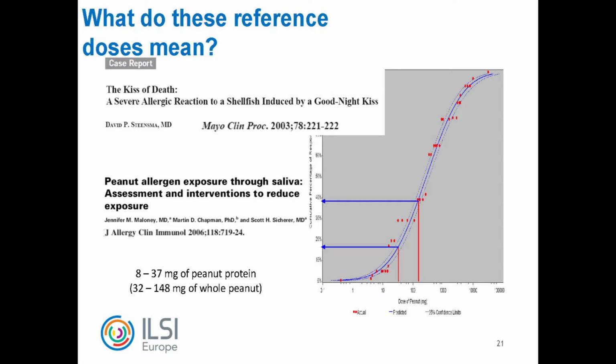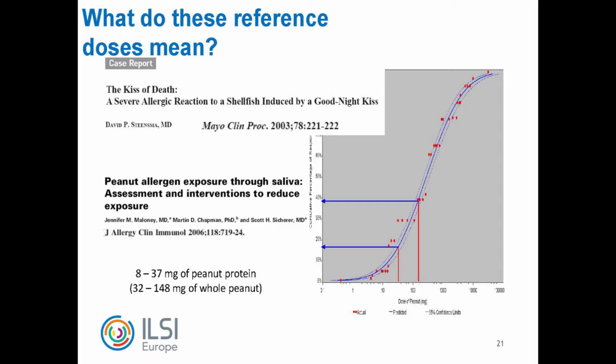In 2003, there was a report in Mayo Clinic Proceedings of a severe allergic reaction to shellfish induced by a goodnight kiss, what they described as an intimate kiss. That prompted some researchers to look at how much allergen could be transferred under those sorts of circumstances. Now, they didn't exactly replicate the experiment, for fairly obvious reasons.